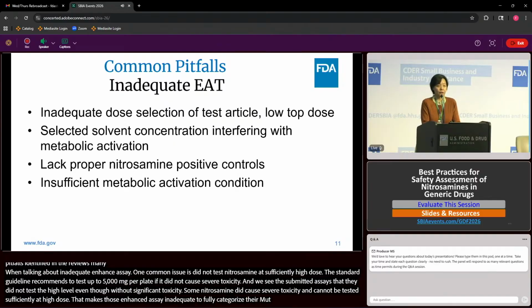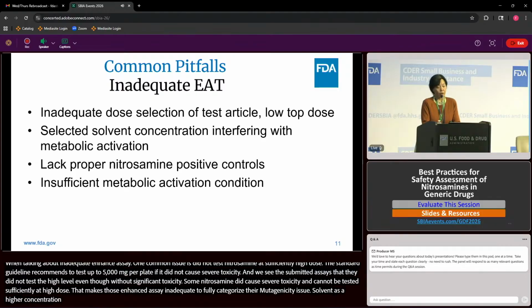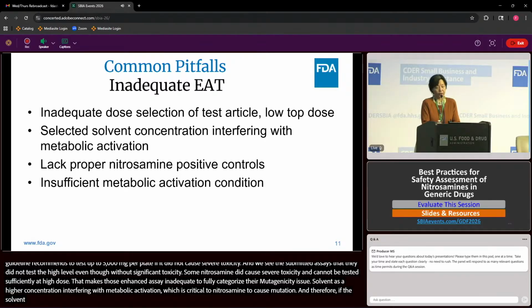Another issue is selecting the solvent. Some solvents, especially at a higher concentration, can interfere with metabolic activation, which is critical for nitrosamines to cause mutation. Therefore, if the solvent interferes with metabolic activation, that makes these assays inadequate. Also, we see assays that did not include proper nitrosamine positive controls, and also did not include sufficient metabolic activation conditions.